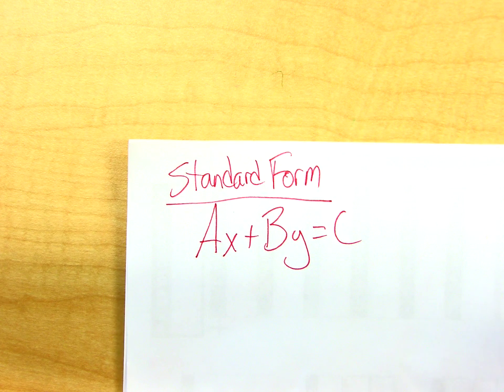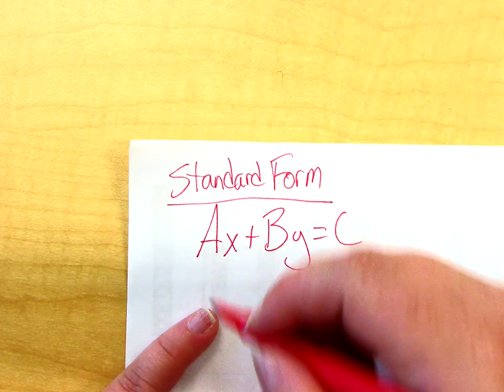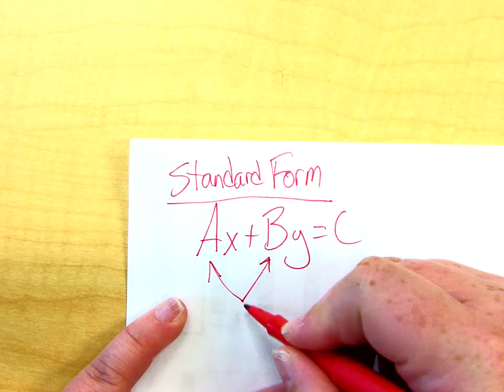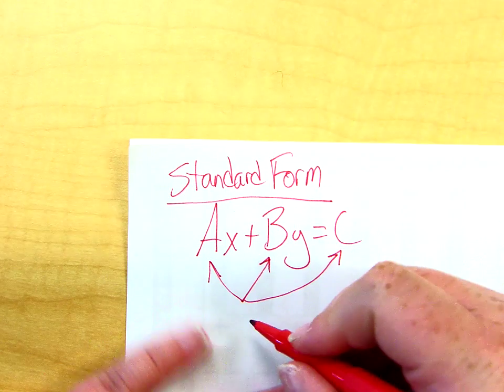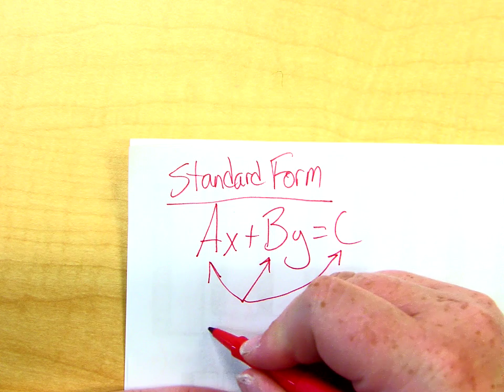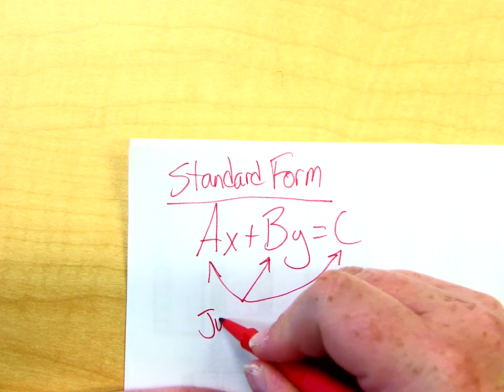The bad thing is you can't really look at it and get anything for free like you can with the other ones. A, B, and C, so here's the other thing. A, B, and C, what are they? These are just numbers, okay? So A, B, and C are just numbers.